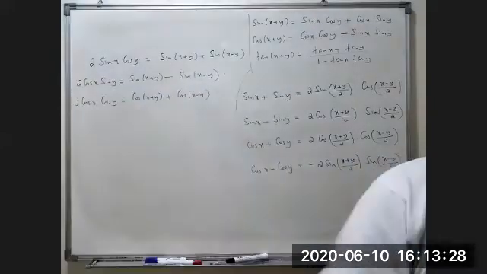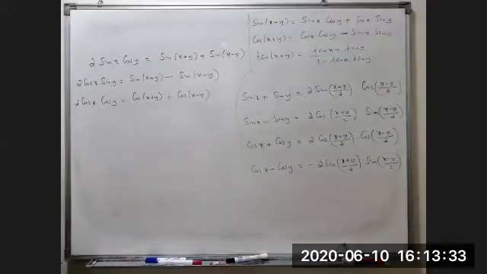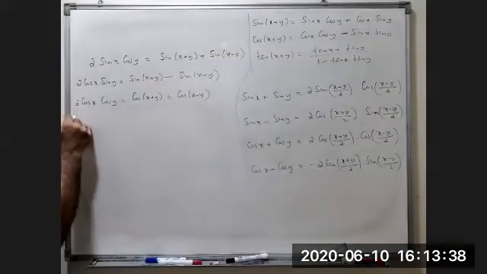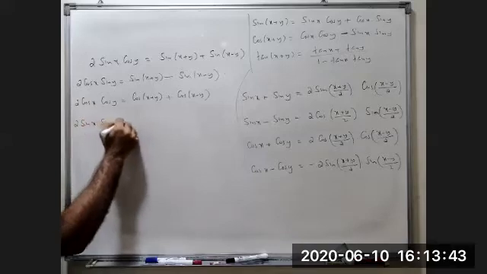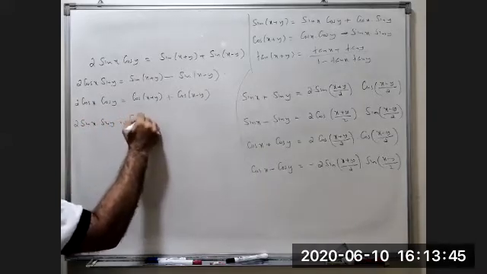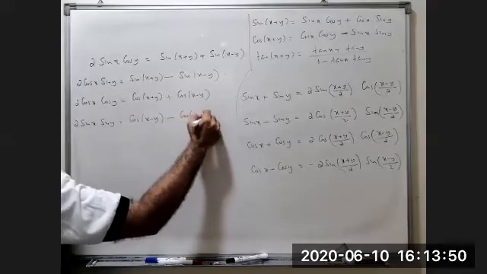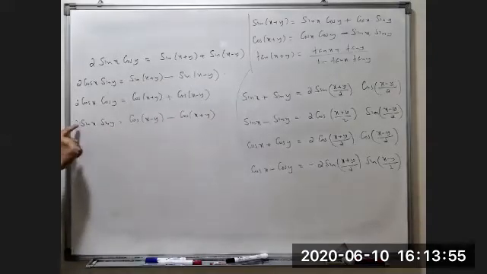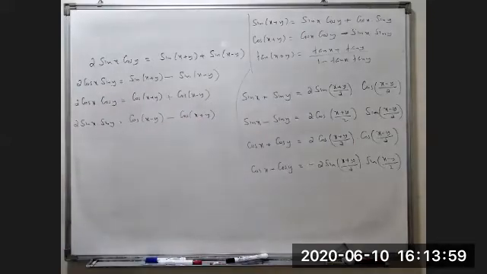Cos(x+y) + cos(x-y). Next one is minus 2 sin x sin y. So avoiding the minus sign, 2 sin x sin y would be cos(x-y) minus cos(x+y). See, it is cos(x-y) minus cos(x+y). This is reversed because we avoided the minus sign. If you are avoiding the minus sign, this term will reverse. So x minus y comes first: cos(x-y) minus cos(x+y).